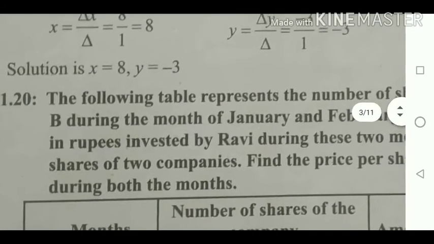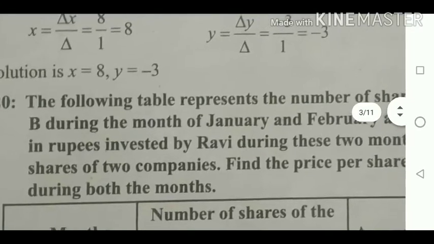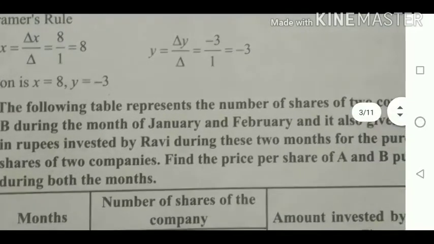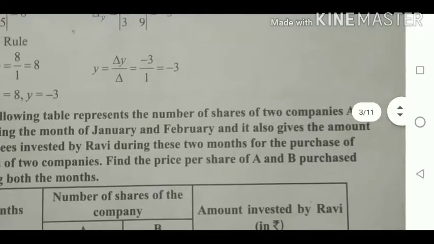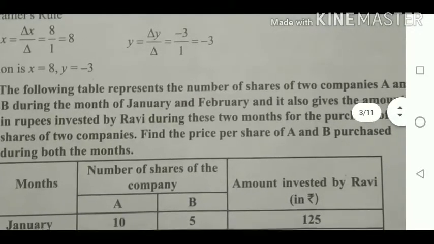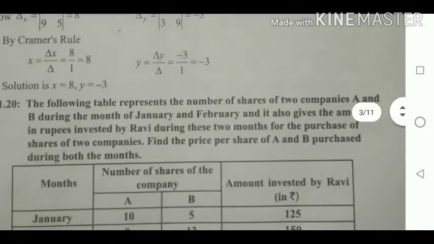The next sum is related to a word problem. Okay, so the following table represents the number of shares of two companies A and B during the month of January and February, and it also gives the amount in rupees invested by Ravi during these 2 months for the purchase of shares of two companies. Find the price per share of A and B purchased during both the months.